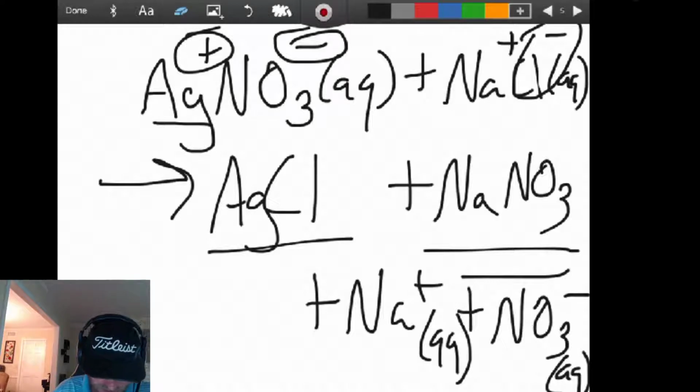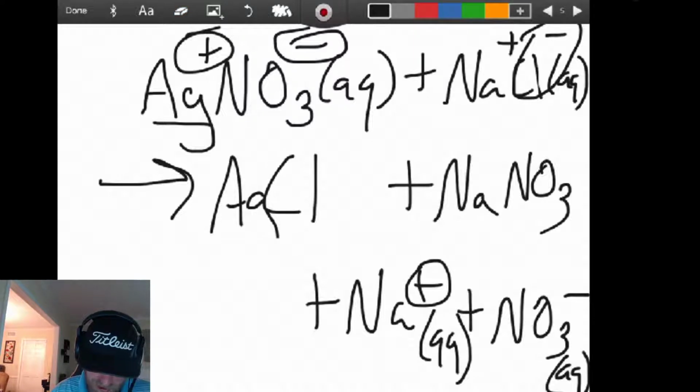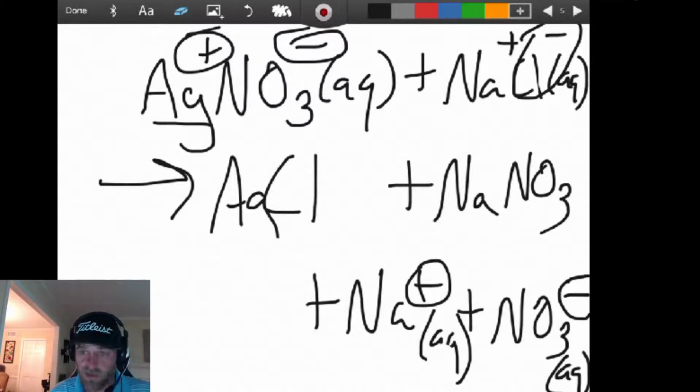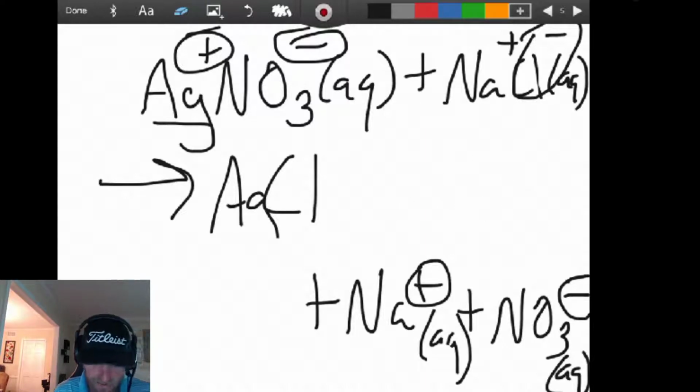I'm going to erase these little underlines so that you don't get confused. That's a charge. Okay? And I'm also going to circle the charges. That looks a little prettier. That's an AQ. Okay, so I'm actually going to erase that because we knew that that's not the solid.